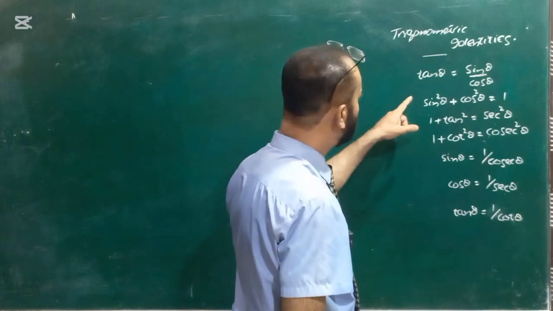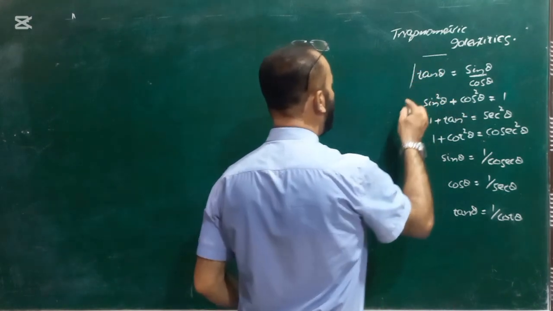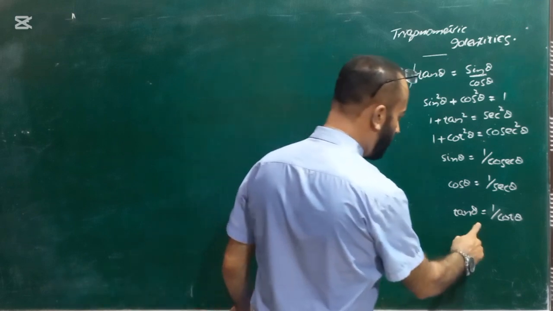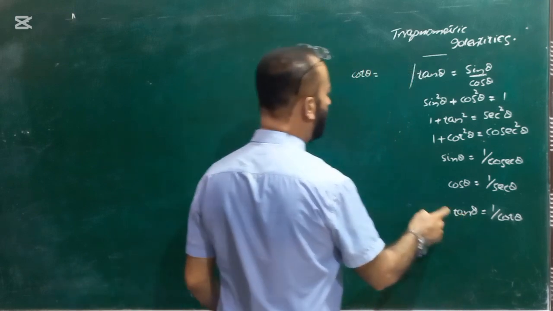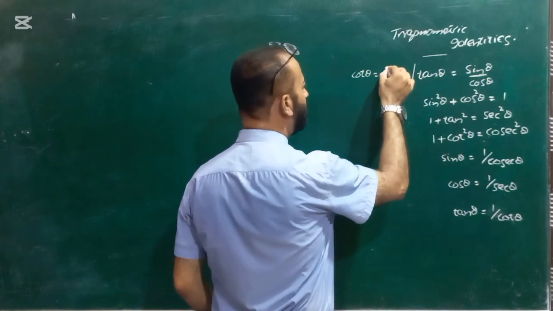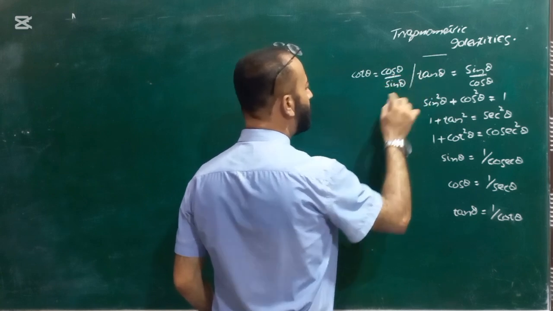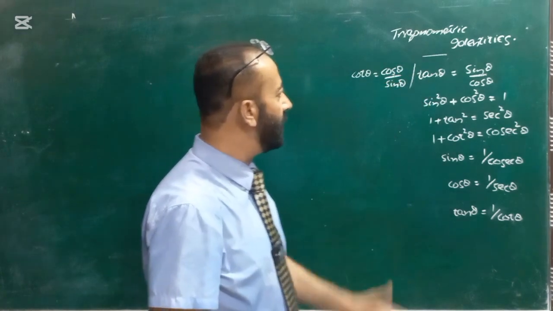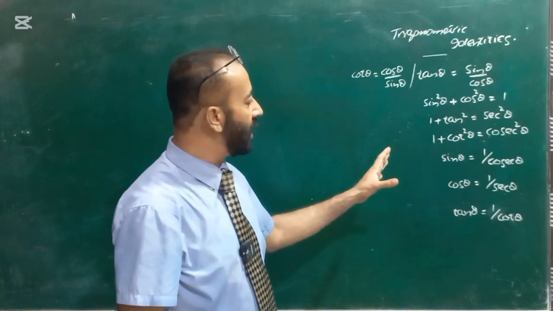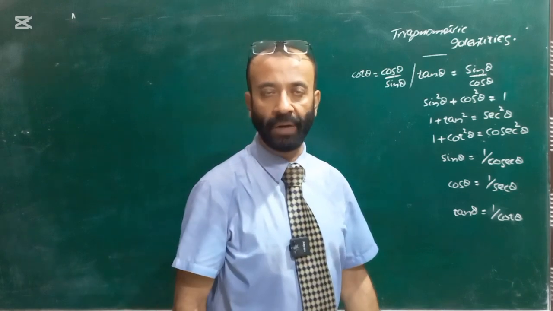So if tan theta is equal to sine theta over cos theta, then cot theta, because we have learned that cot theta is the reciprocal of tan, will be the reciprocal of this, which is cos theta over sine theta. So these are some formulas which you have to learn and understand before doing your questions. So write these formulas in your copy, understand them, learn them, and now we are going to solve some questions.